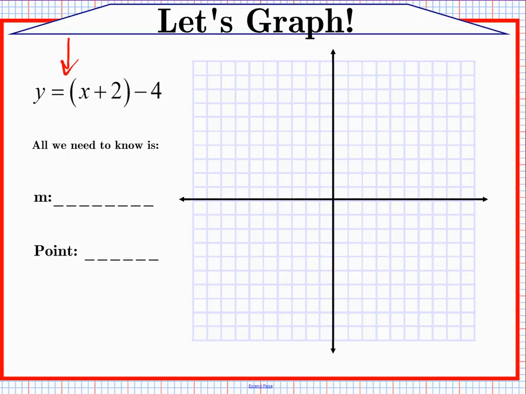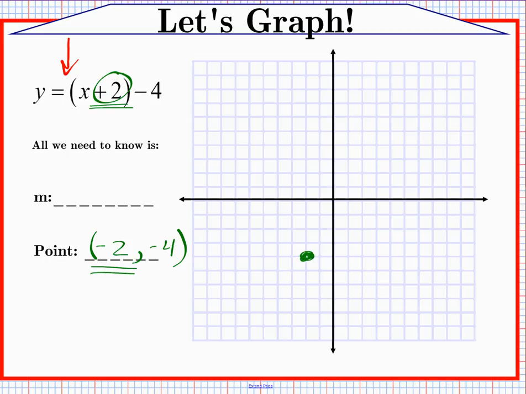All right. I usually start by plotting the point. And the point for this one is -2, -4. Remember that what we see inside the parentheses is actually the opposite of the x-coordinate. So that's why even though I see a +2, my point has an x-coordinate of -2. So that point is right here at -2, -4.